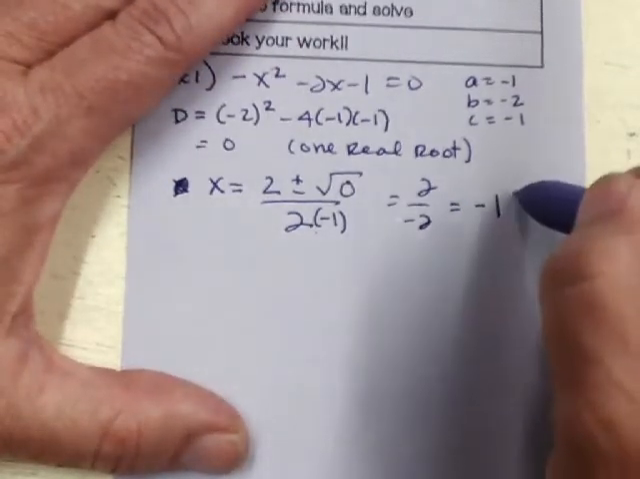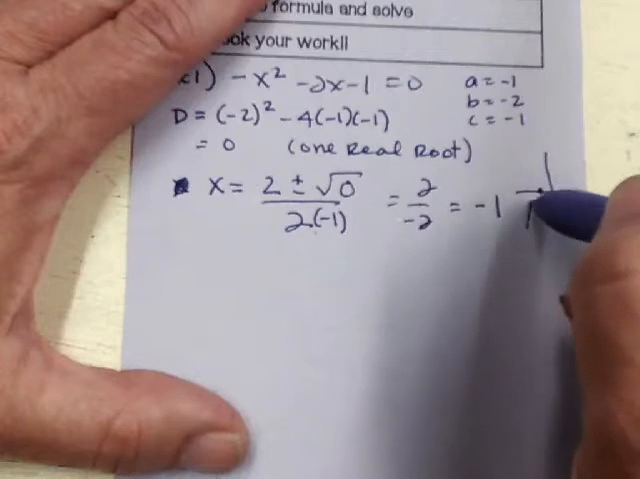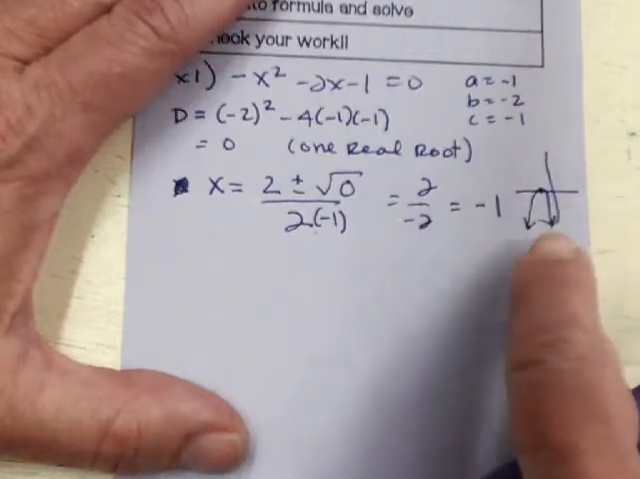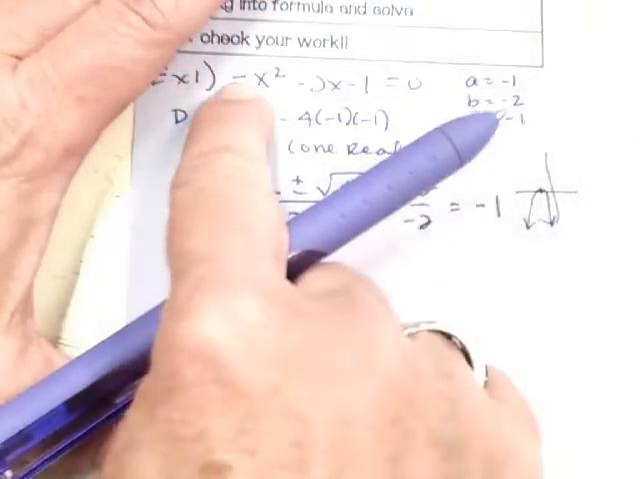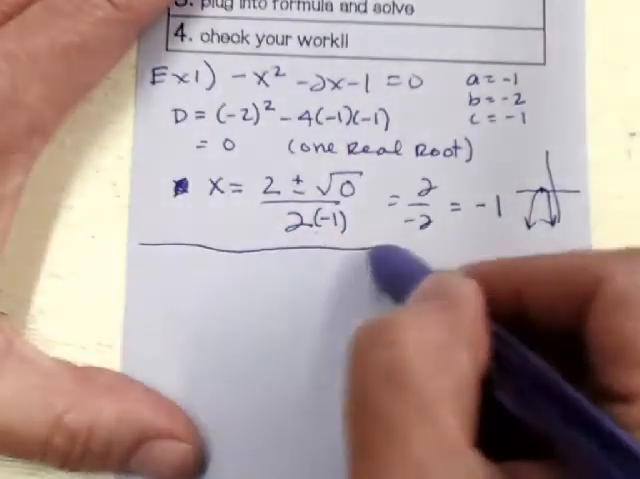That means I'm going to have a graph that looks like this. And I know that it opens down because that lead coefficient is negative. That's some 10th grade stuff for you.